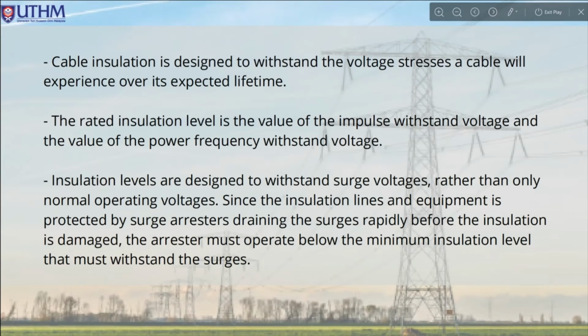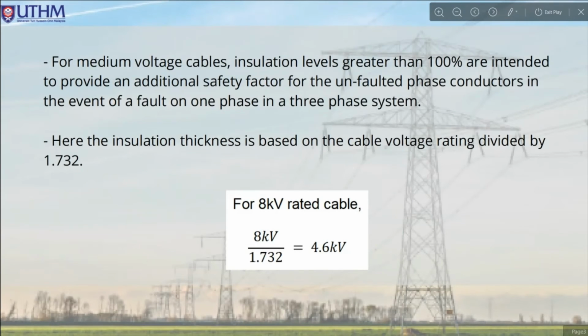Since the insulation of lines and equipment is protected by surge arresters draining the surges rapidly before the insulation is damaged, the arrester must operate below the minimum insulation level that must withstand the surges. So, for medium voltage cables, insulation levels greater than 100% are intended to provide an additional safety factor for the unfaulted phase conductors in the event of a fault on one phase in the three-phase system.